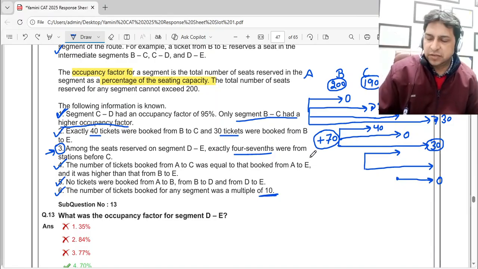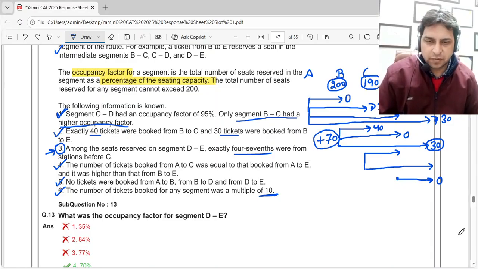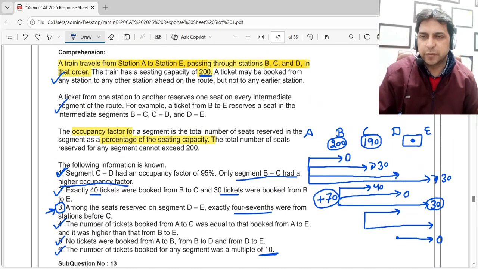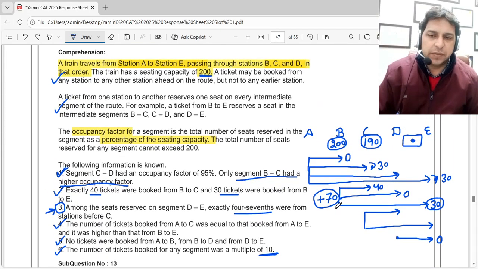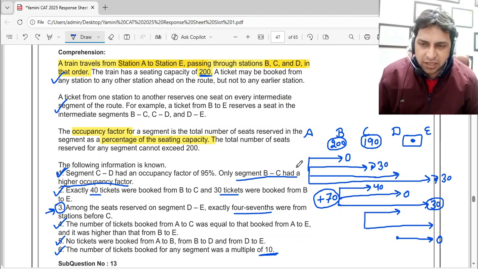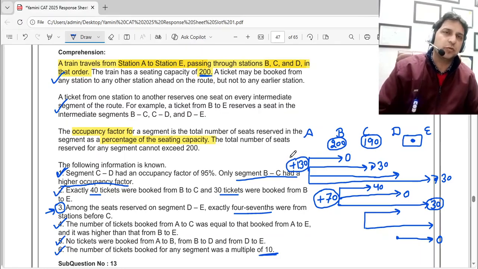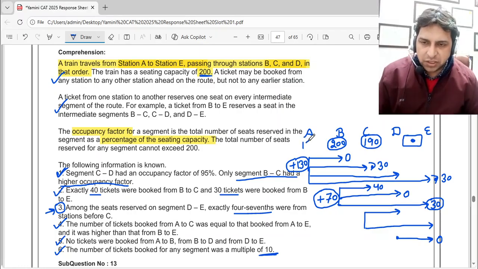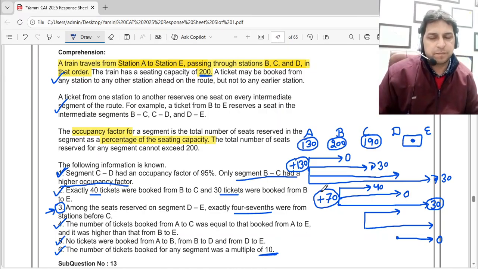So this is the information which we can get from here. Now the next thing which we had, okay, let me just align it a bit. Okay, it's fine now. So 70 people boarded the train. That means at station A there should be 130 people in total who boarded the train and they took the ticket from A to B, A to C, A to D, or A to E. So 130 people were here. So this information we got from here.